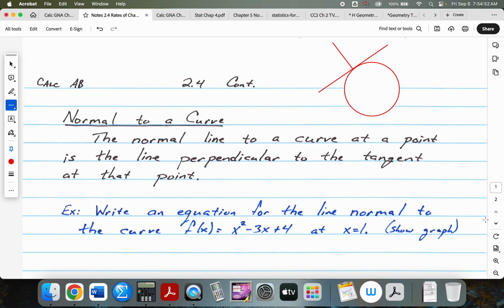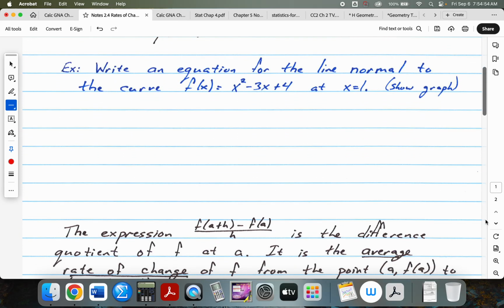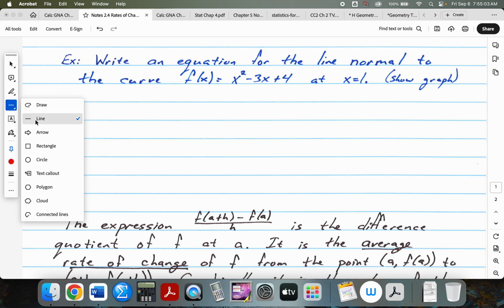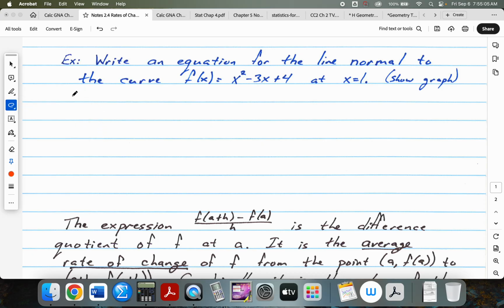So normal is just perpendicular to the tangent line. So let's write an equation for the line normal to the curve at x equals 1, and then we'll look at what the graph looks like. First, we need a point. We always need a point, we always need the slope. So the point will be y equals f at 1, which is 1 minus 3 plus 4, which is 2. So my point has coordinates (1, 2).